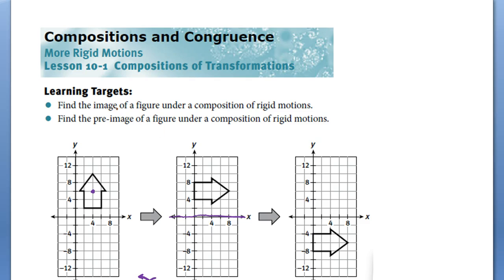So the goals that we worked on here were to find the image under a composition of rigid motions. Can we do more than one transformation in a certain sequence? And we also worked on finding the pre-image under a sequence of rigid motions. Knowing the final answer, can we work in reverse to find the original answer?